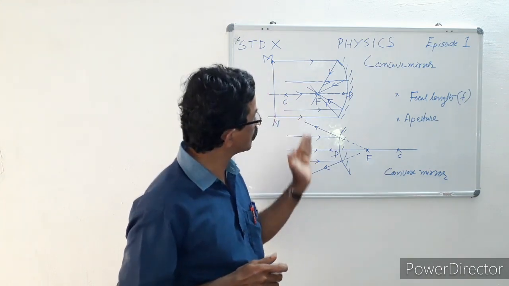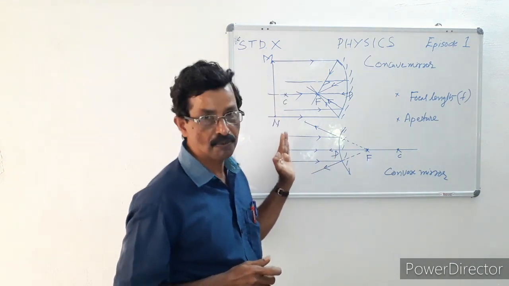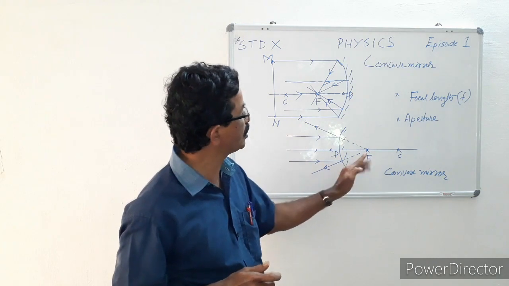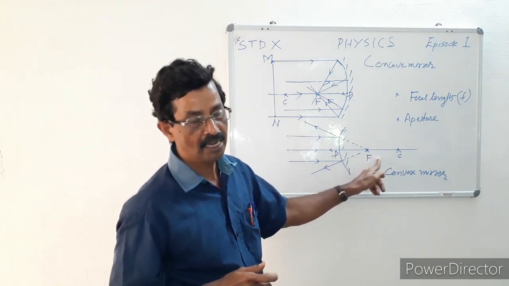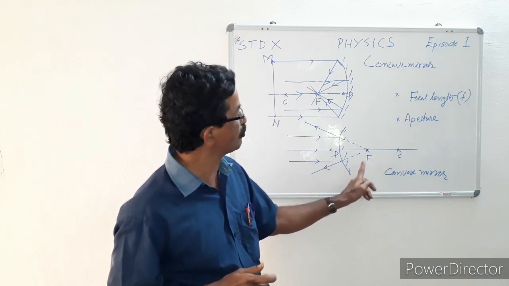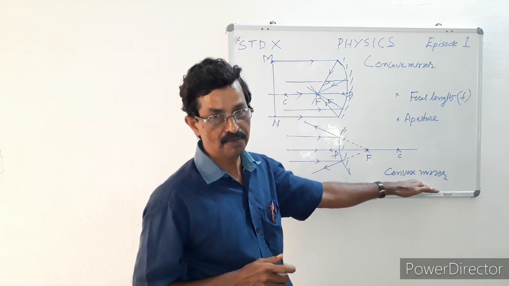In the case of a convex mirror, light rays parallel to the principal axis after reflection diverge from a point on the principal axis, and that point is the principal focus of the convex mirror.